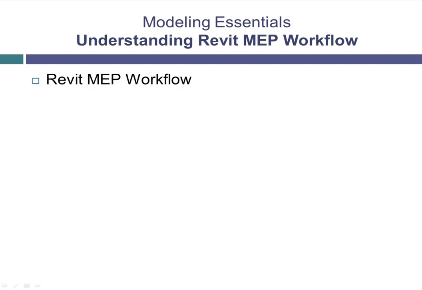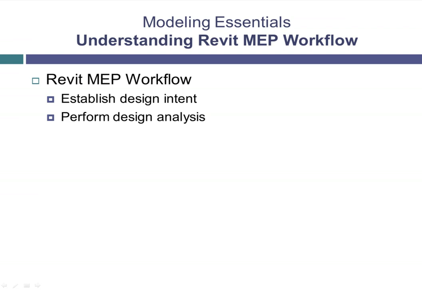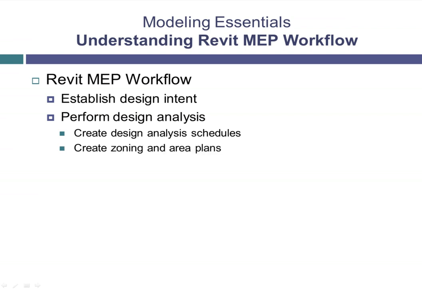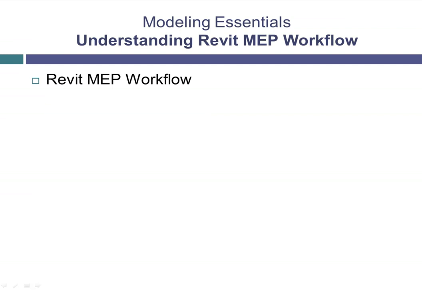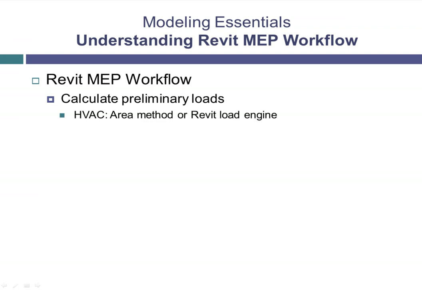Once a project begins, the first steps are almost always to establish design intent and begin performing initial calculations. You can create design analysis schedules as well as zoning and area plans to help you begin this process. You can also use Revit to calculate preliminary loads. Different disciplines have different methods for doing this, but they all have a way to get a reasonable idea of the loads. For HVAC, these loads can be generated by using an area method, or by using the Revit load engine as a first pass.